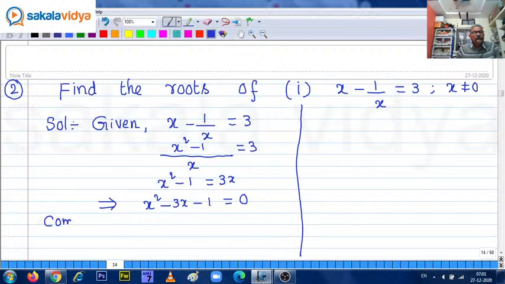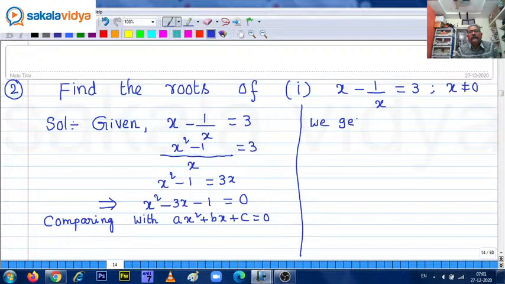Comparing with the general form of a quadratic equation, ax square plus bx plus c equals to 0, we get, this is important, a equals to 1, the x square coefficient. Don't write x square here; ax square, x square cancels, a is equal to 1. And bx is equal to minus 3, b equals to minus 3. And c equals to the constant term, that is minus 1.